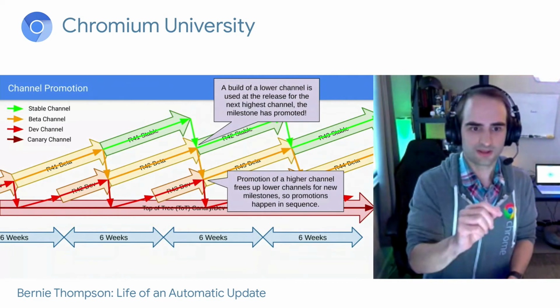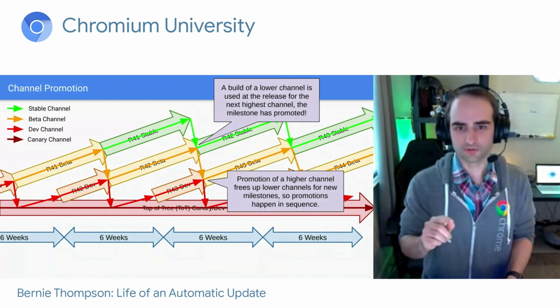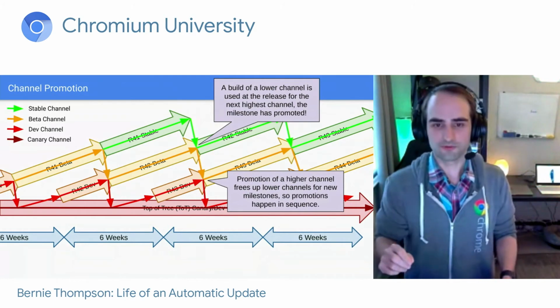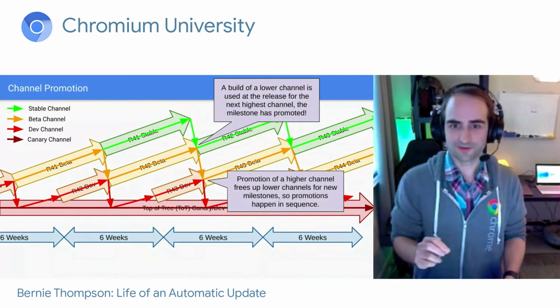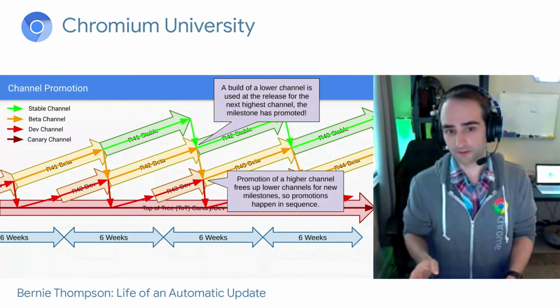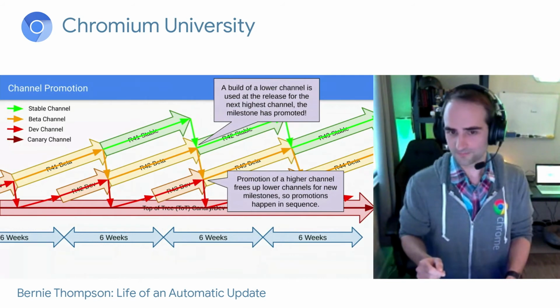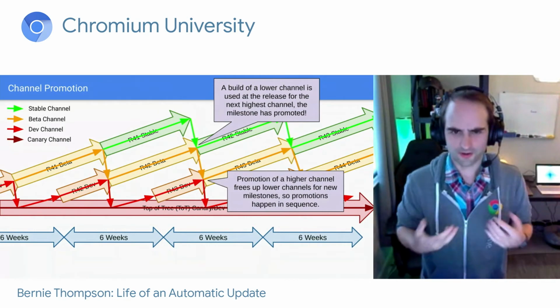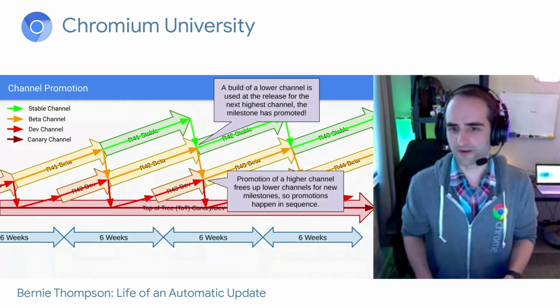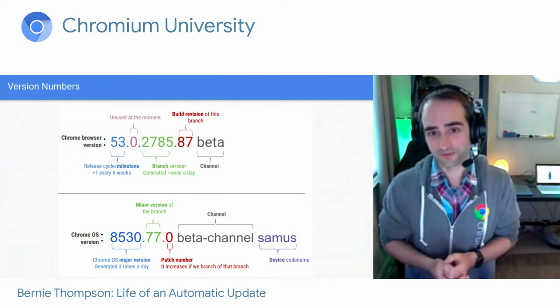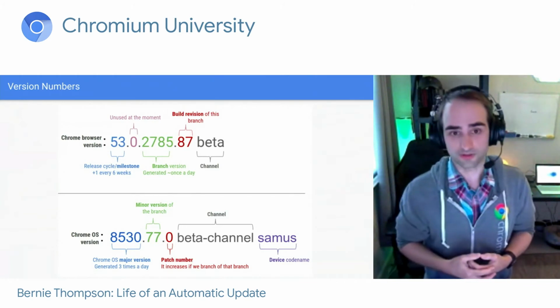So here we can see we have R42 being promoted to stable. This frees up the beta channel so that R43 can promote to beta, which frees up the dev channel so that R44, which is on TOT at this point, can promote into dev channel. And so now that we know all about these branches and channels, how do we keep track of what came from where? To do that, we have a versioning system. And this actually maps directly to our branching system.